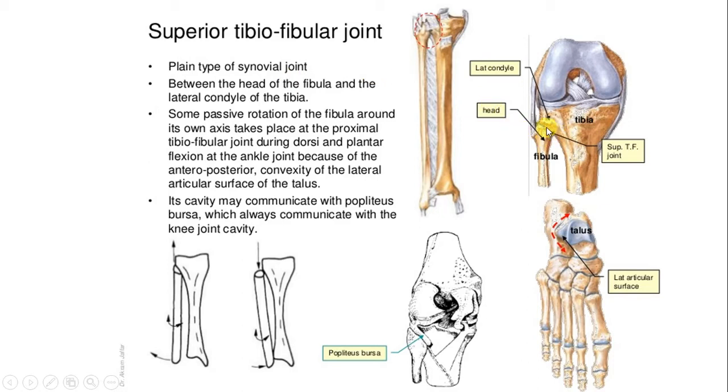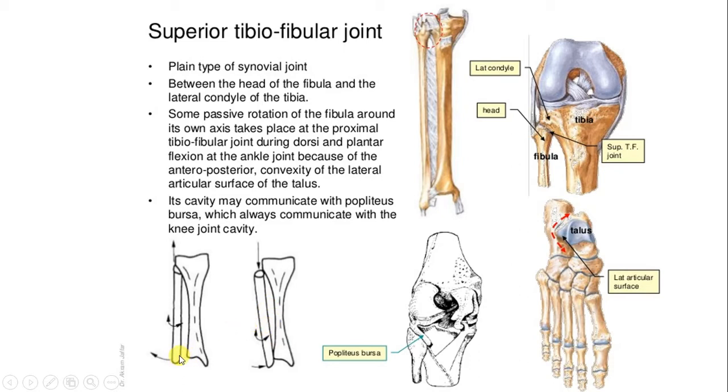In this diagram we see that the fibula is connected to the tibia by a ligament here, and this is the lateral condyle of the tibia and the head of the fibula. Now we see what type of joint it is. Here it looks like a plain joint, and it is a synovial joint. It means certain types of movements will occur in this joint between the head of the fibula and the lateral condyle of the tibia. Some passive rotation of the fibula occurs around its axis.